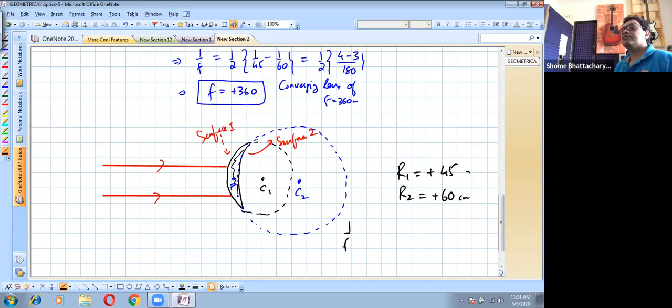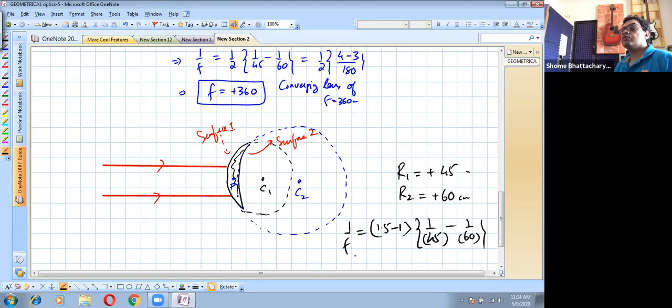and therefore 1 by F will be (1.5 minus 1) into (1 by R1 minus 1 by R2). It will give you the same thing, that the focal length is positive 360, which again means the same thing. It is a real focal point.